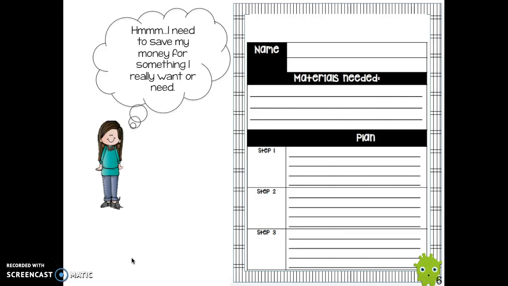First, I need to start thinking about how to save money for something I really want or need. My title for this how-to is Saving Money. You need to make sure your name is on your paper. So I'm going to go ahead and put my name on mine, Mrs. Staff.